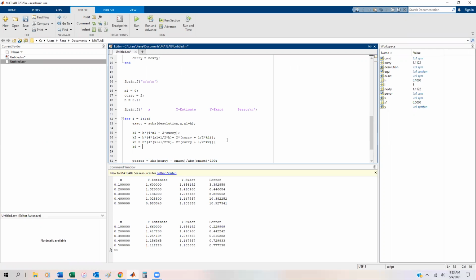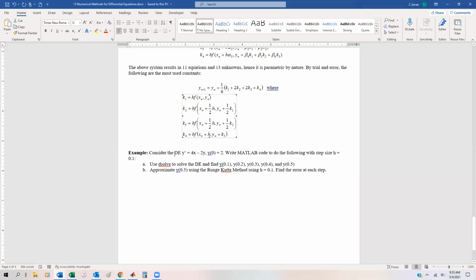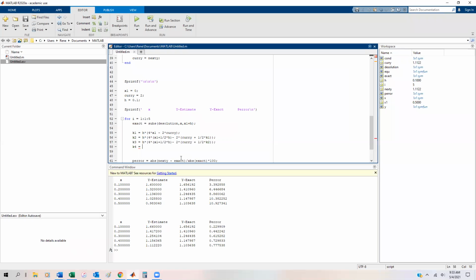And then finally, K4. K4 is not too bad. K4 is going to be step size times f of xn plus h, so that's our next x, and then yn plus K3. So we're going to go back and say h times 4 times our x1 plus h, minus 2 times our current y plus K3. That closes that parenthesis, and we should be good.